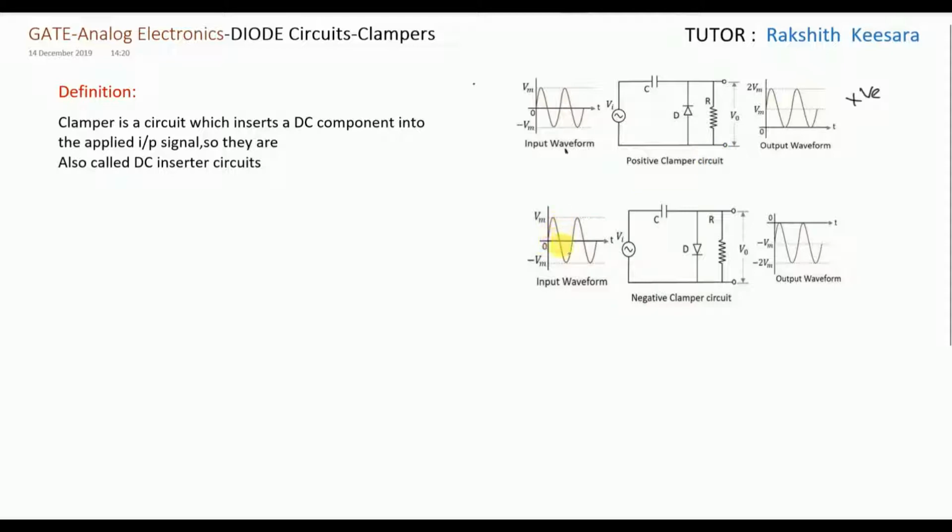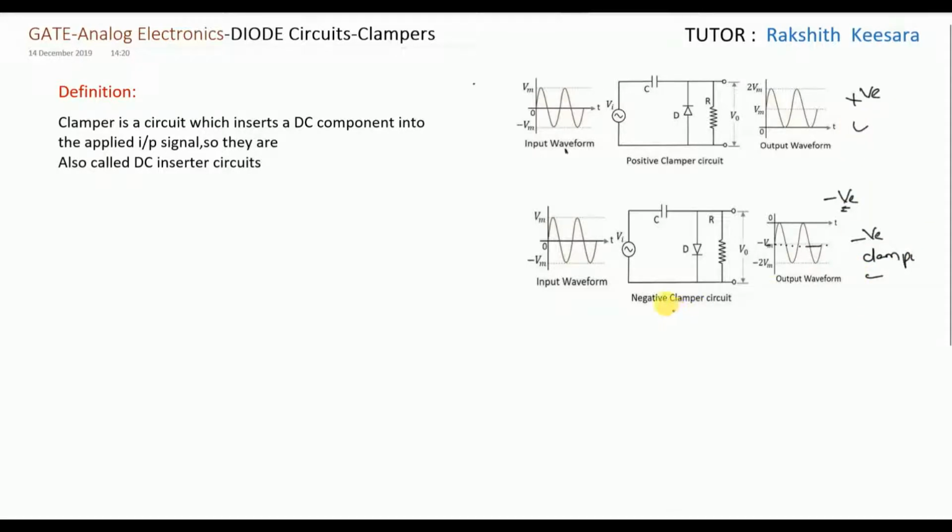Next, this is our input waveform. This is a clamper circuit. Our output waveform is shifting downwards. So indirectly we are inserting a negative DC component. That's why it is called a negative clamper. This is a positive clamper, this is a negative clamper.